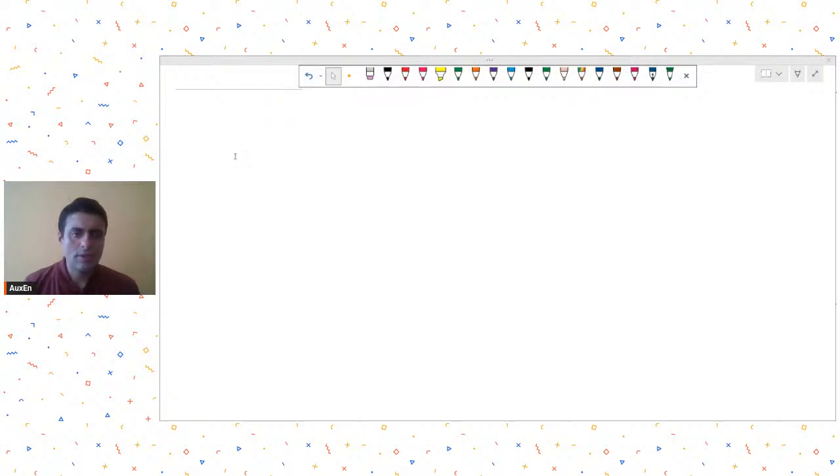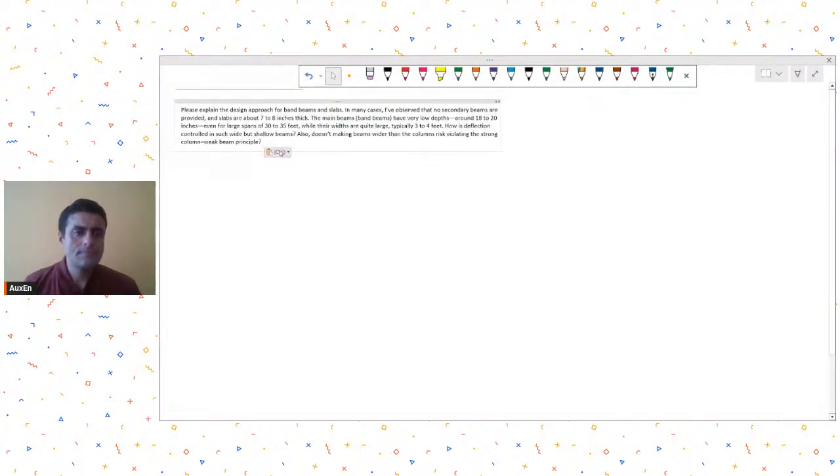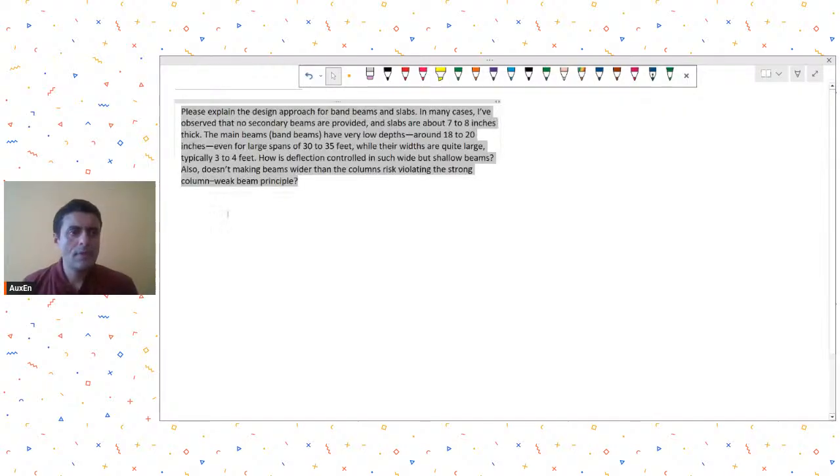He is a working professional, and he is asking this query. Please explain the design approach for band beams and slabs. In many cases, I have observed that no secondary beams are provided and slabs are about 7 to 8 inches thick. The main beam has very low depths while the widths are quite large. Typically, how is deflection controlled?